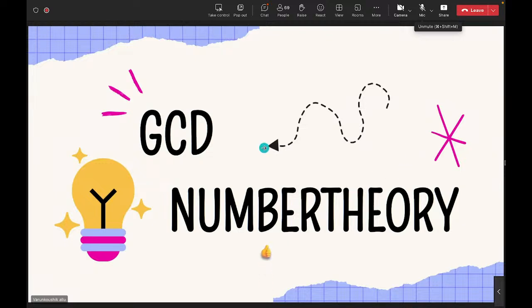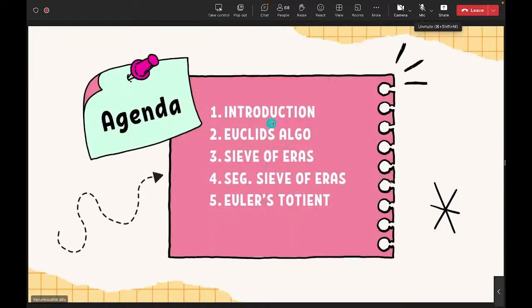Yeah, hello all. I'm Varun Kaushik. Today we'll be discussing the essentials of number theory and GCDs, the number theory part required for CP. So let's start. In this session, first, we'll give some introduction of what we are going to learn and how this is related to CP. Next, we'll go through Euclid's algorithm. Next, the sieve of Eratosthenes, then the segmented sieve of Eratosthenes and Euler's totient function.